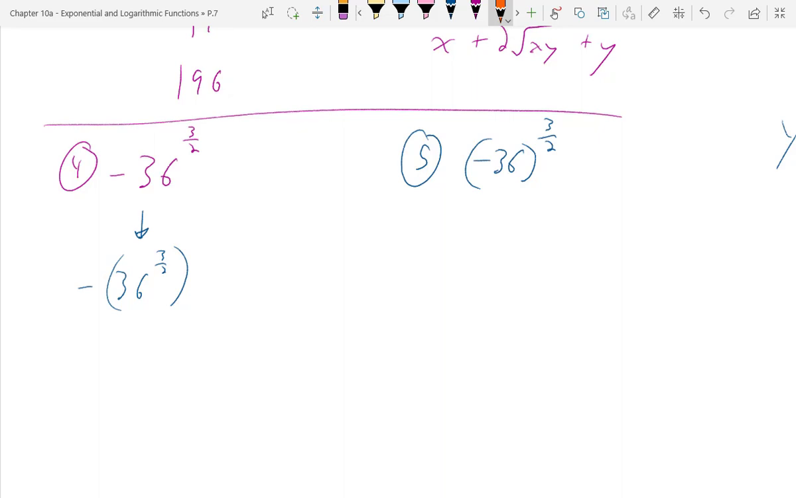Yeah, 216, with a negative would be negative 216. Square root of 36 is 6. 6 to the 3rd power is 36 times 6.